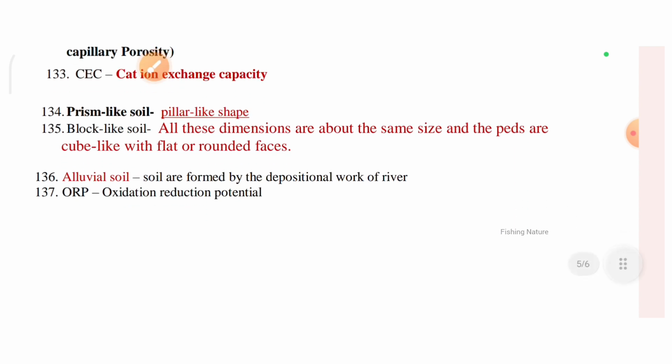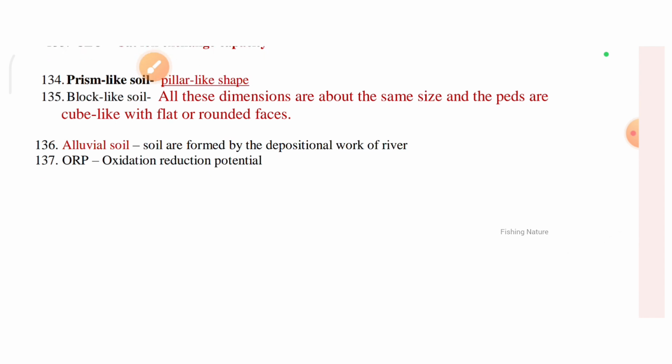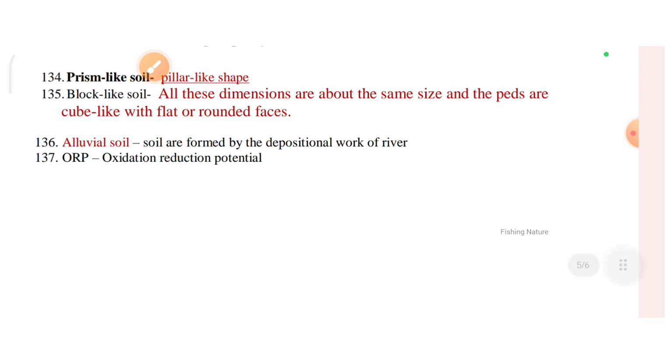Prism-like soil means it is in pillar shape, it is a prism. Block soil means block-like soil: all its dimensions are about the same size and the peds are cube-like with flat or rounded faces. Alluvial soil means soil formed by the depositional work of rivers. ORP is the oxidation reduction potential.